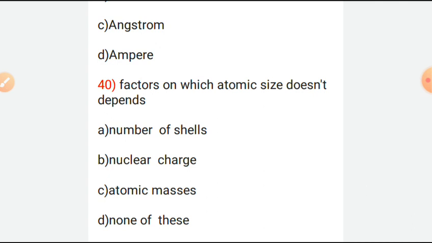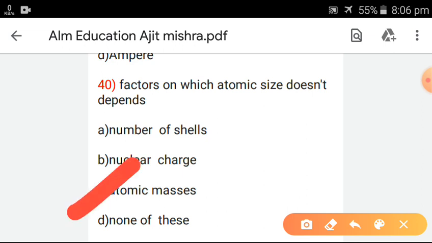Factor on which the atomic size does not depend. Option A, number of shells. B, nuclear charge. C, atomic mass. And option D, none of these. The answer will be option C, atomic mass.